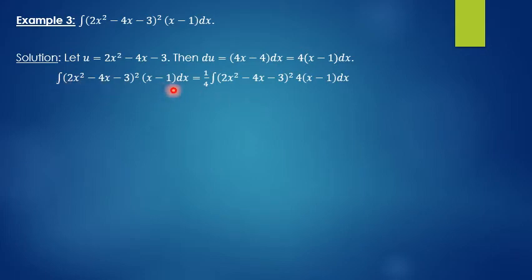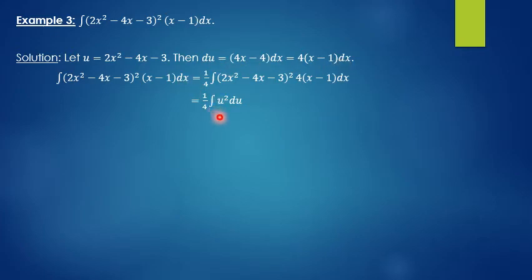So from the original given, we will now have 1/4 times the square of 2x squared minus 4x minus 3 times 4 times x minus 1 dx. Again, this is just the same as the original because what we multiplied is 4 and 1/4, so that's just equal to 1. And so this whole thing is our u, so that will become u squared. And 4 times x minus 1 dx is our du as we have written in here.